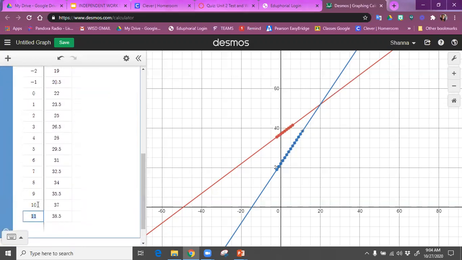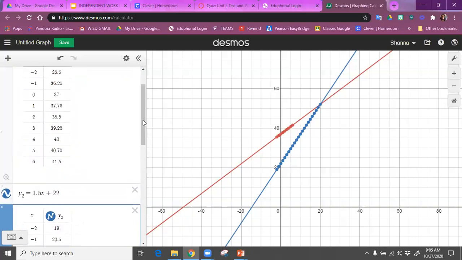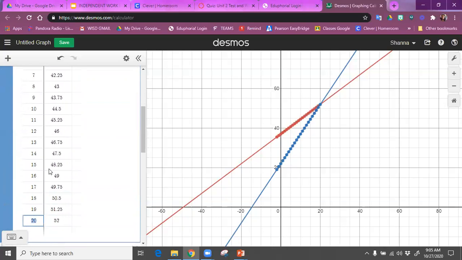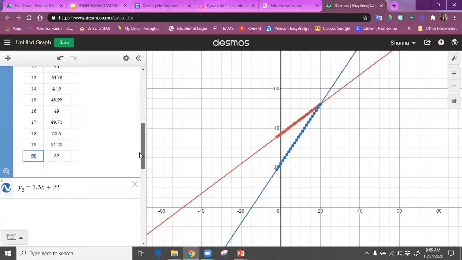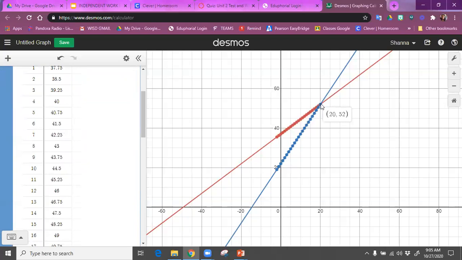Literally click in the X box and hit enter, and it continues to build. And I like how as you build, it keeps putting the points. Do you see how it's adding the points to your graph? So if I kept building here, now I can see graphically and on table, at what point are they the same? 20, 52. I can then come over and hover here, and it also verifies that it's at 20, 52.